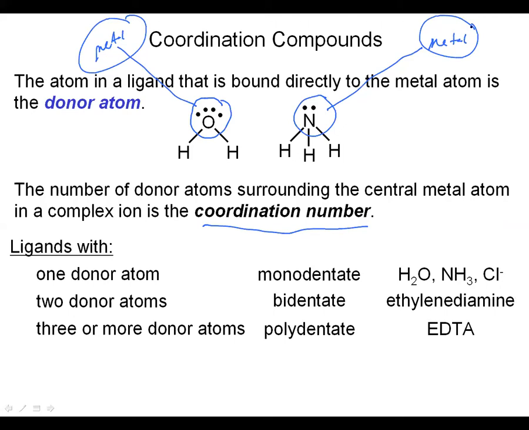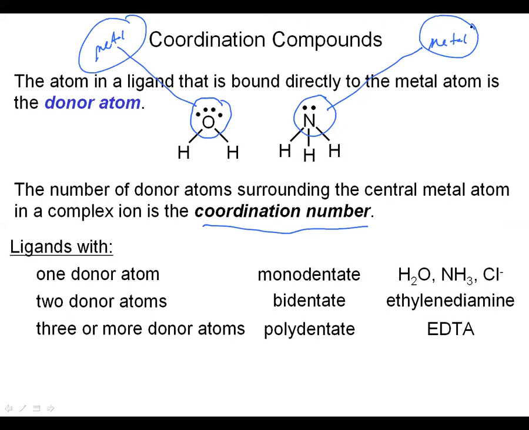So not all ligands will attach in just one spot, but there are a number of them that do. Water, NH3, Cl minus, these are all what are referred to as being monodentate, or sometimes unidentate. Monodentate basically means one, right? Mono. That means that for every molecule or ion binding to the metal, only one of those atoms will bind directly to it. So it's a one-to-one relationship.